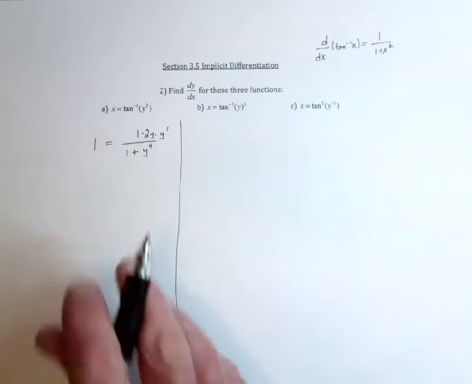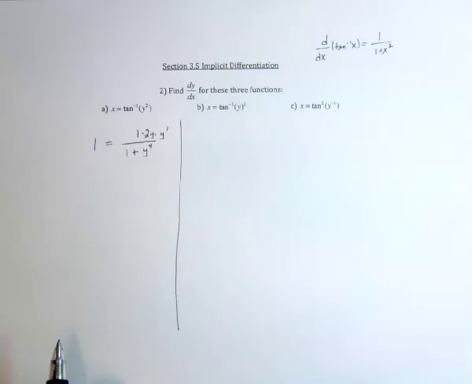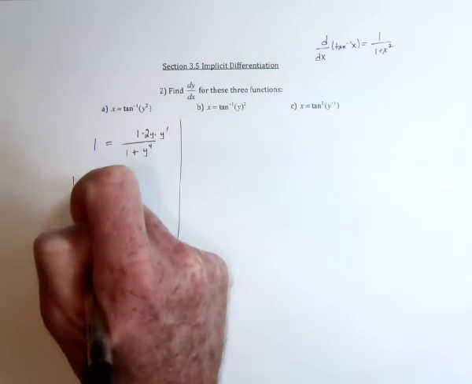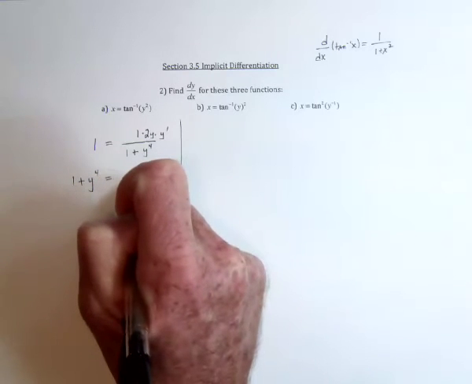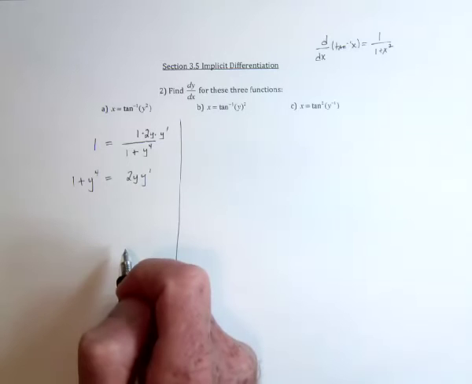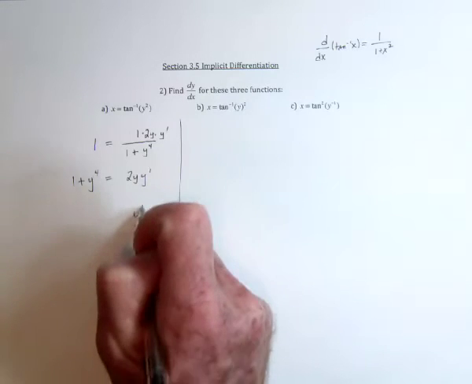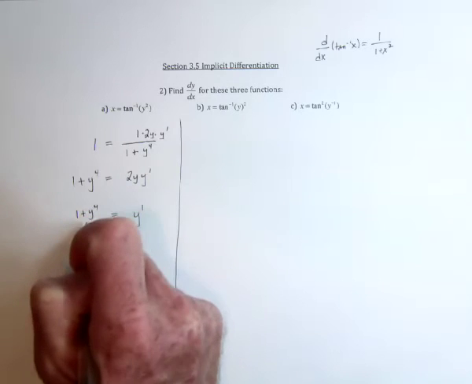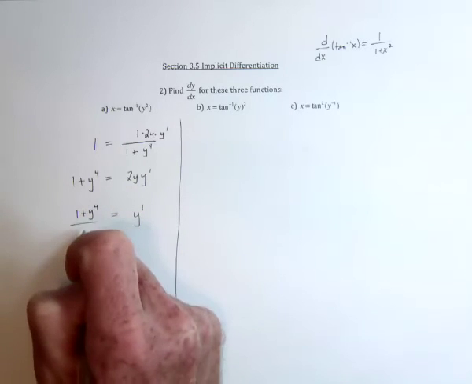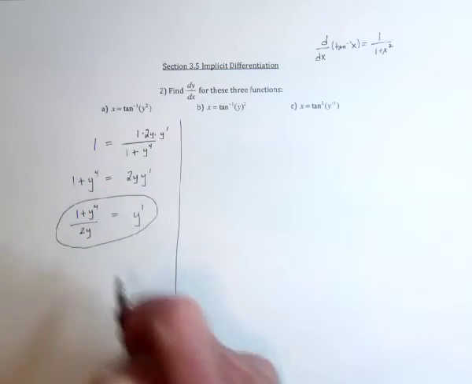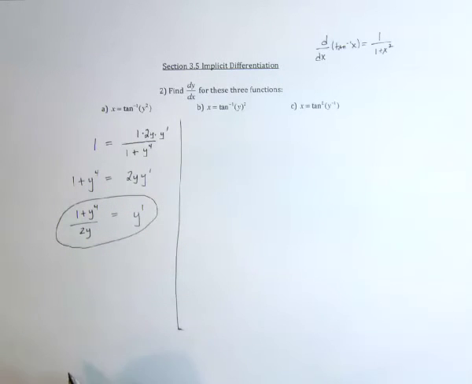Now I need to solve for y prime, so take this 1 plus y to the fourth, and multiply it onto the other side. And then finally divide both sides by 2y, and y prime is equal to 1 plus y to the fourth divided by 2y. So it turns out that y prime is a function of y instead of x.